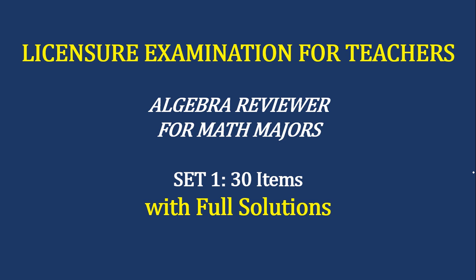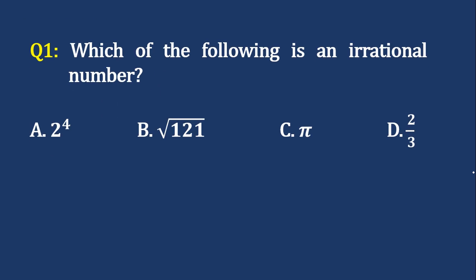Okay, let's begin. We have question number 1. Which of the following is an irrational number? Alright, now what do we mean by irrational number? An irrational number cannot be expressed as a fraction of two integers. Okay? So, among the four options which cannot be expressed as a fraction of two integers, let's examine each option.